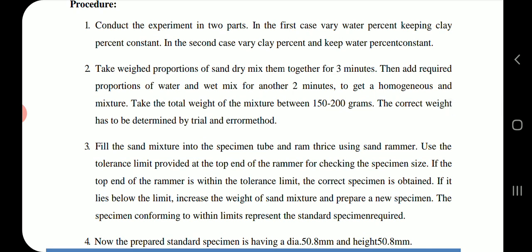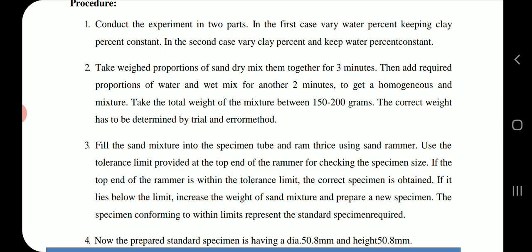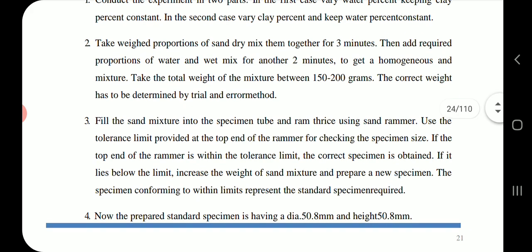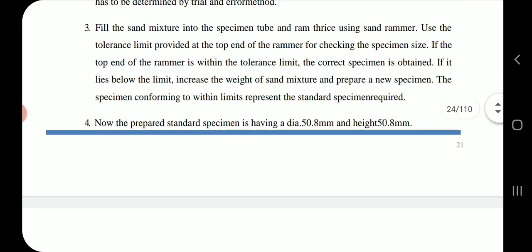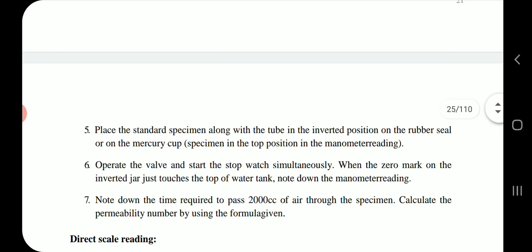Fill the sand mixture into the specimen tube and ram thrice using the sand rammer. Use the tolerance limit provided at the top end of the rammer for checking the specimen size. If the top end of the rammer is within the tolerance limit, the correct specimen is obtained. If it lies below the limit, increase the weight of sand mixture and prepare a new specimen. The specimen conforming to within limits represents the standard specimen required. The prepared standard specimen has a diameter of 50.8 mm and a height of 50.8 mm.